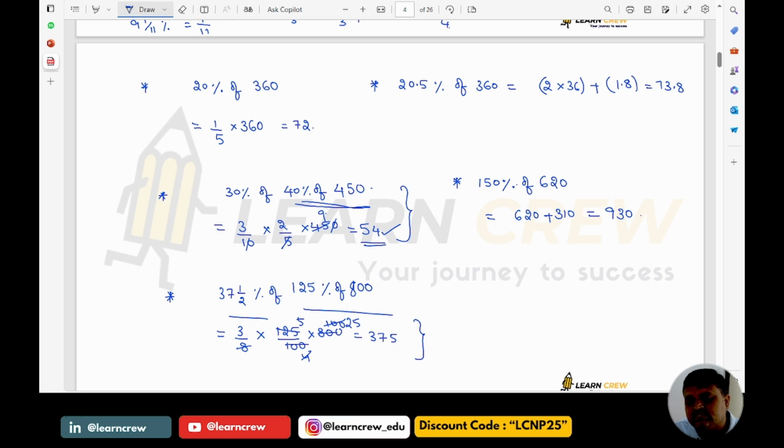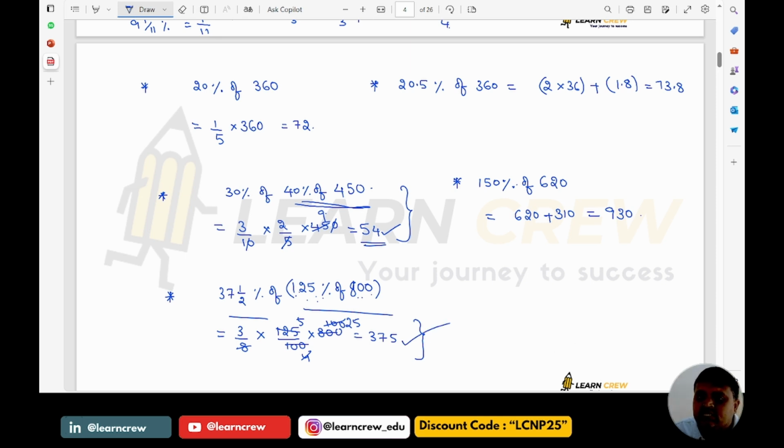Now without doing like this, how can you think? So first you need to find out this part. 125 percentage means full value plus 1/4 value. 100 percentage plus 25 percentage. Full value of 800 is 800. 25 percentage, 1/4 value of 800, is 200. 800 plus 200 is 1000. In 1000 you need 37.5 percentage. 37.5 percentage means what? Per 100, 37.5. Then per 1000 it is 375. So the value is 375.